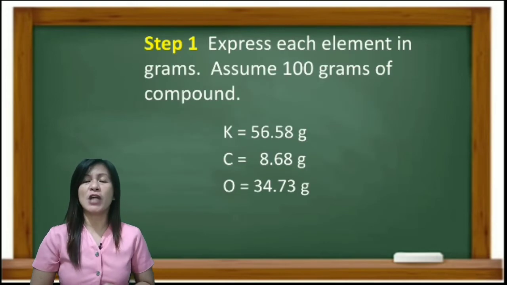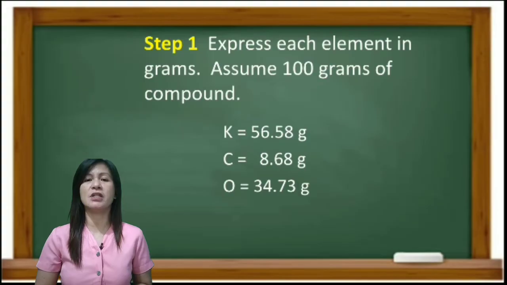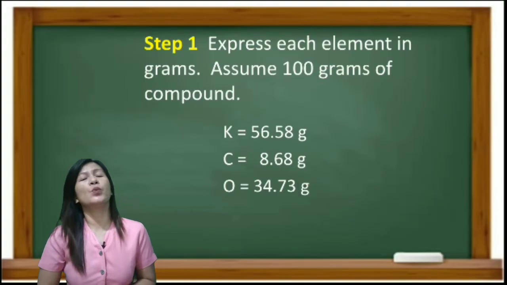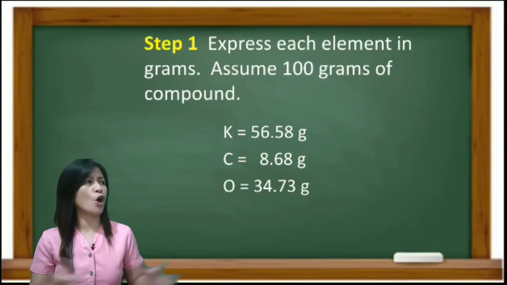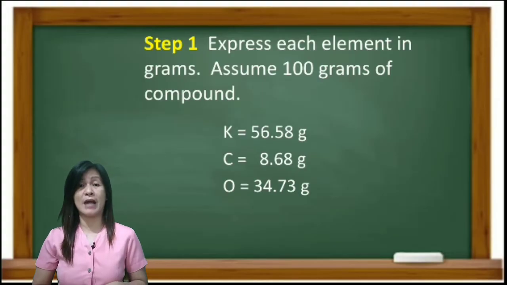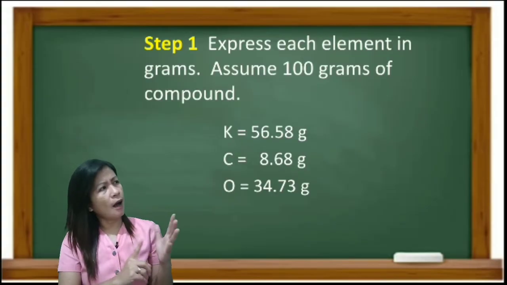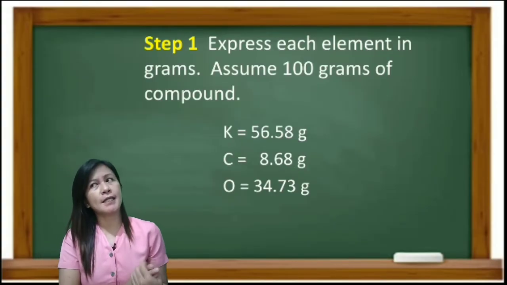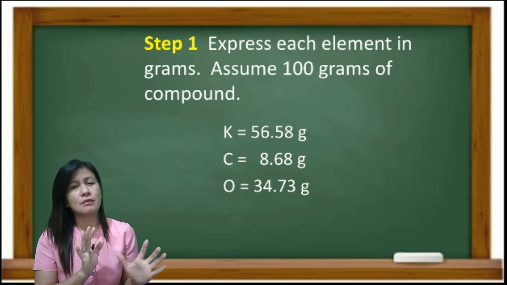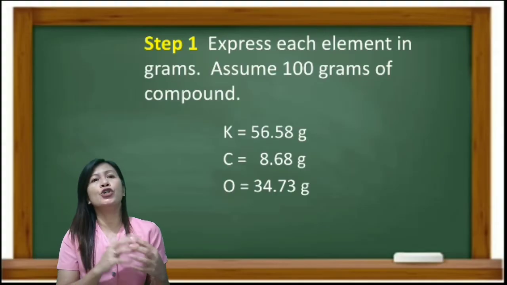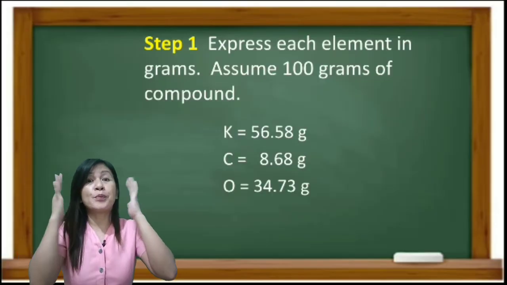Let's express each element's percent composition in grams. So assume 100 grams of the compound. We have learned earlier that the percent composition of a compound always adds up to 100%, right? So in the case of water, for example, hydrogen is 11.21%, oxygen is 78.89%. You add the two, you will get a total of 100%.